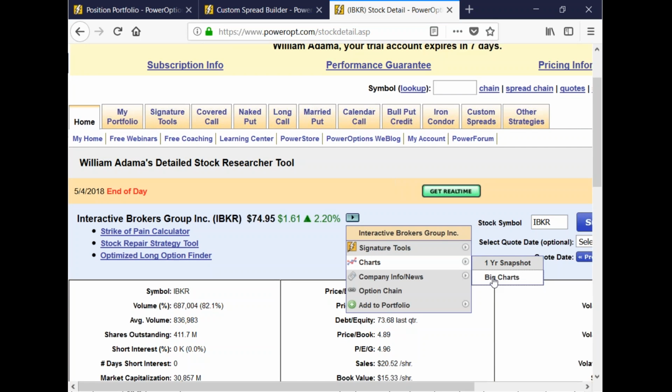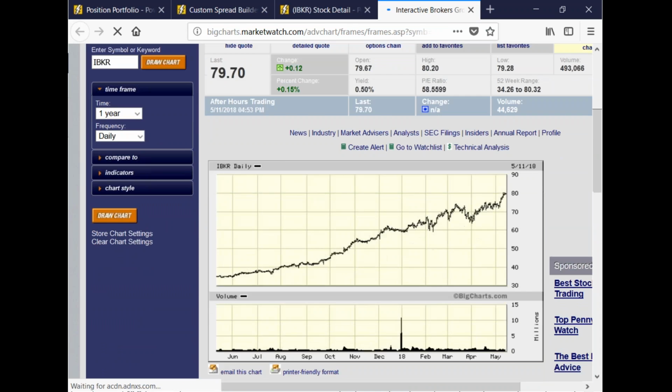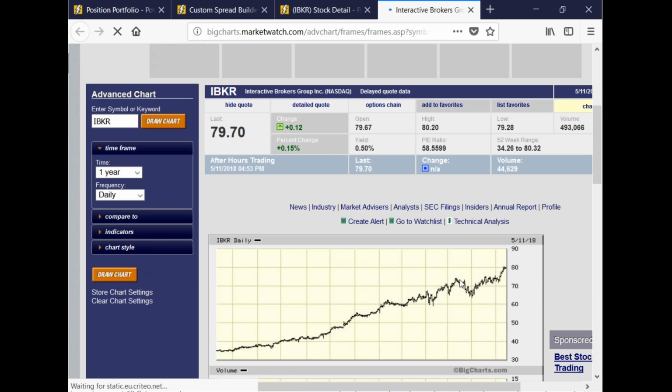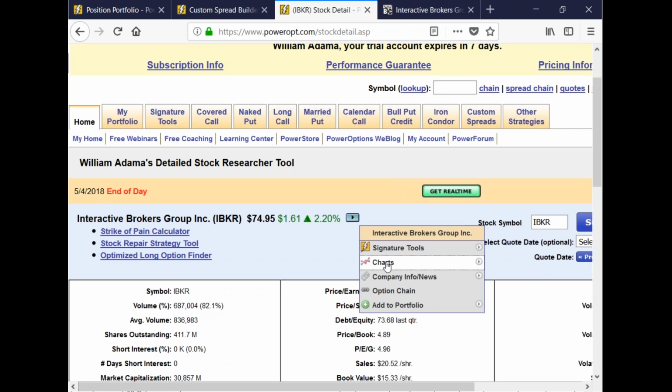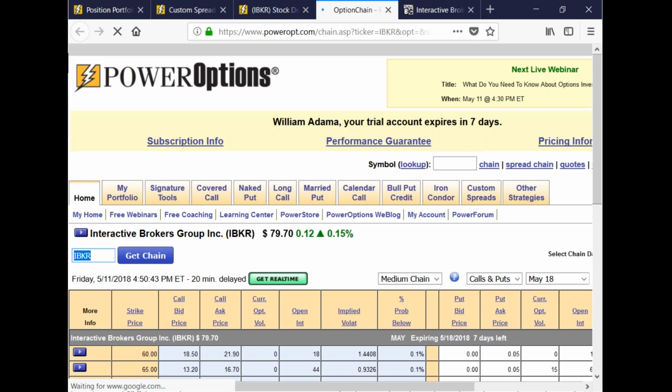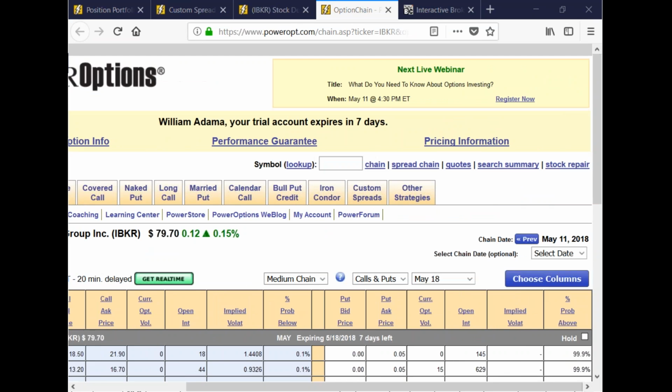So back on May 4th, last Friday, IBKR closed at 74.95. Now it had a good run. It had pulled back. It had run back up. And then it started to move up again. Maybe we're thinking it was going to pull back. So let's go to the chain. And we'll go to May 4th for IBKR.